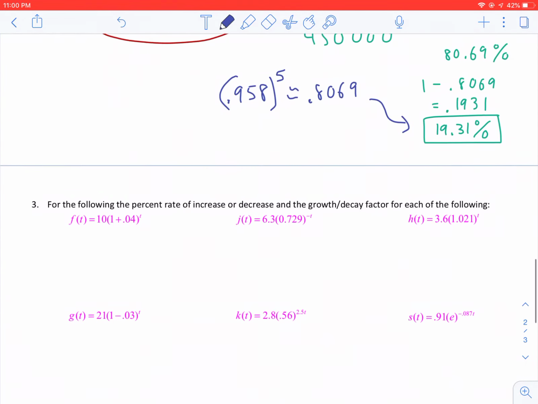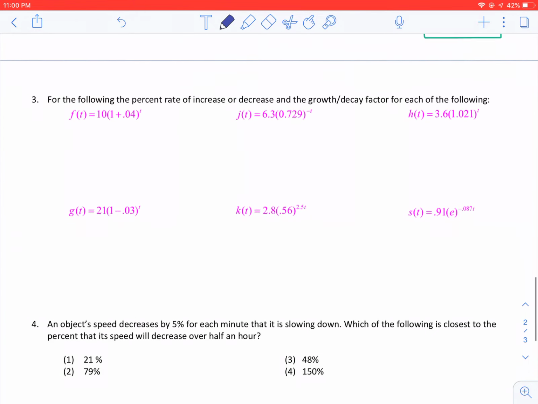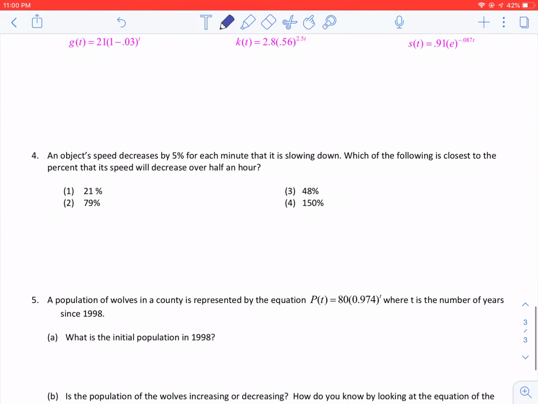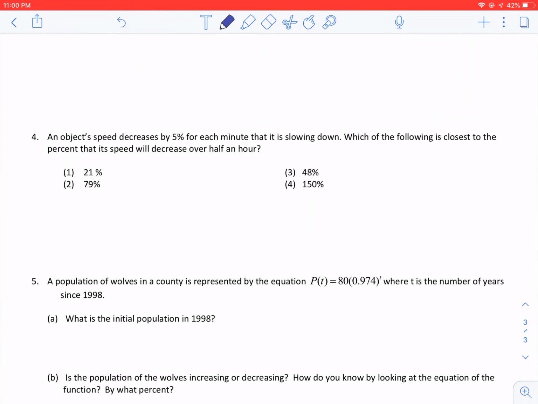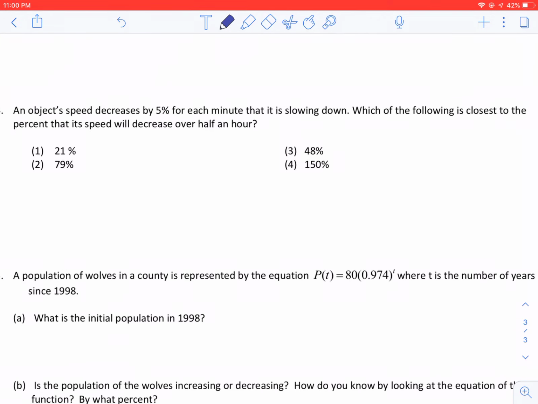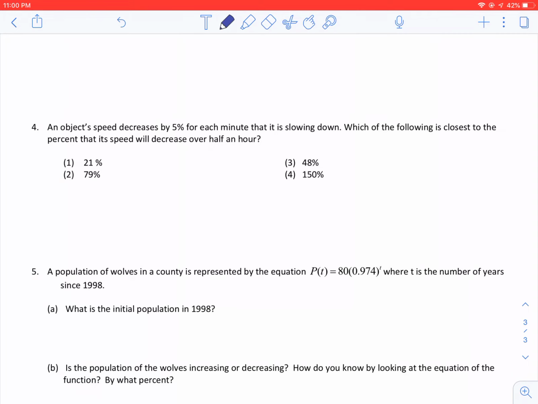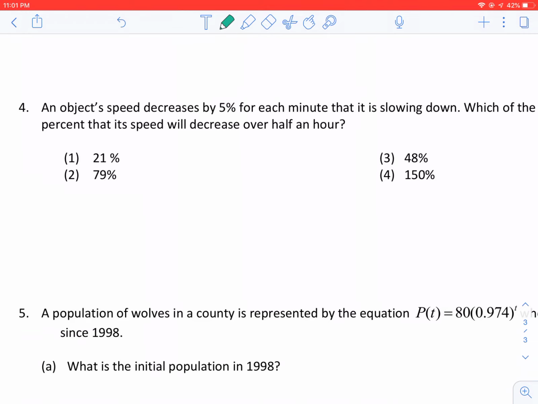So moving on, we can answer some questions now. Let's skip 3 for now. Let's go down to number 4. Let's do 4 and 5 first. An object's speed decreases by 5% for each minute that it's slowing down. Which of the following is closest to the percent that its speed will decrease over half an hour? Something is decreasing in speed by 5% each minute. By what percent will it decrease in half an hour?